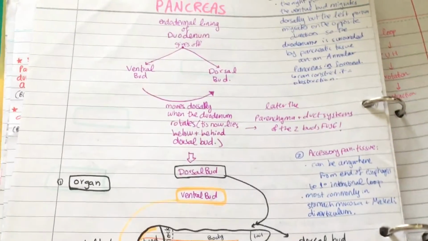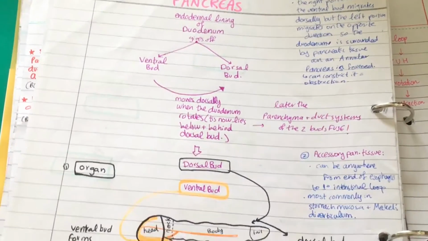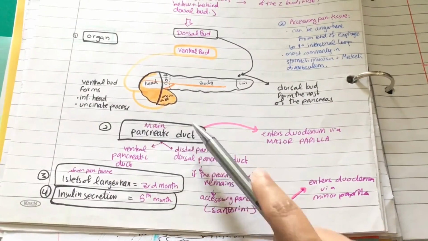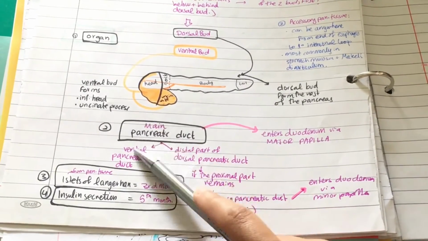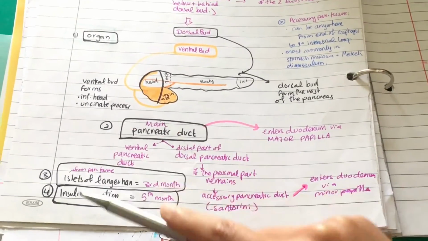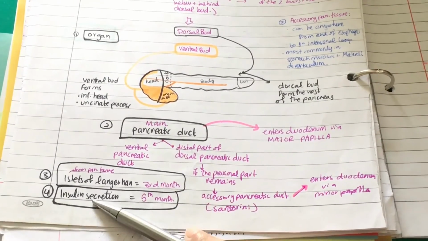So as you can see, the pancreas involves 4 things. You have the formation of the organ from the ventral and dorsal bud. Then you have the formation of the main pancreatic duct, which has 2 parts, a ventral part and a distal part. And then you have islets of Langerhans, and then you have insulin secretion.